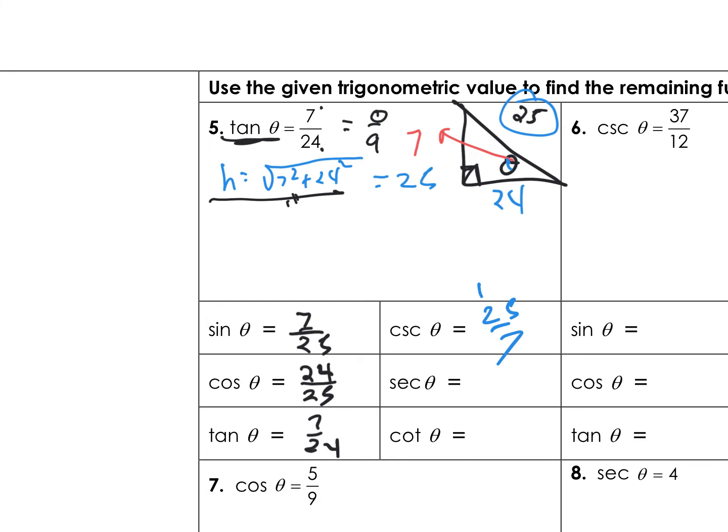25 over 24. It is 25 over 24. Brandon, cotangent. 24 over 7. It is 24 over 7. Nice.